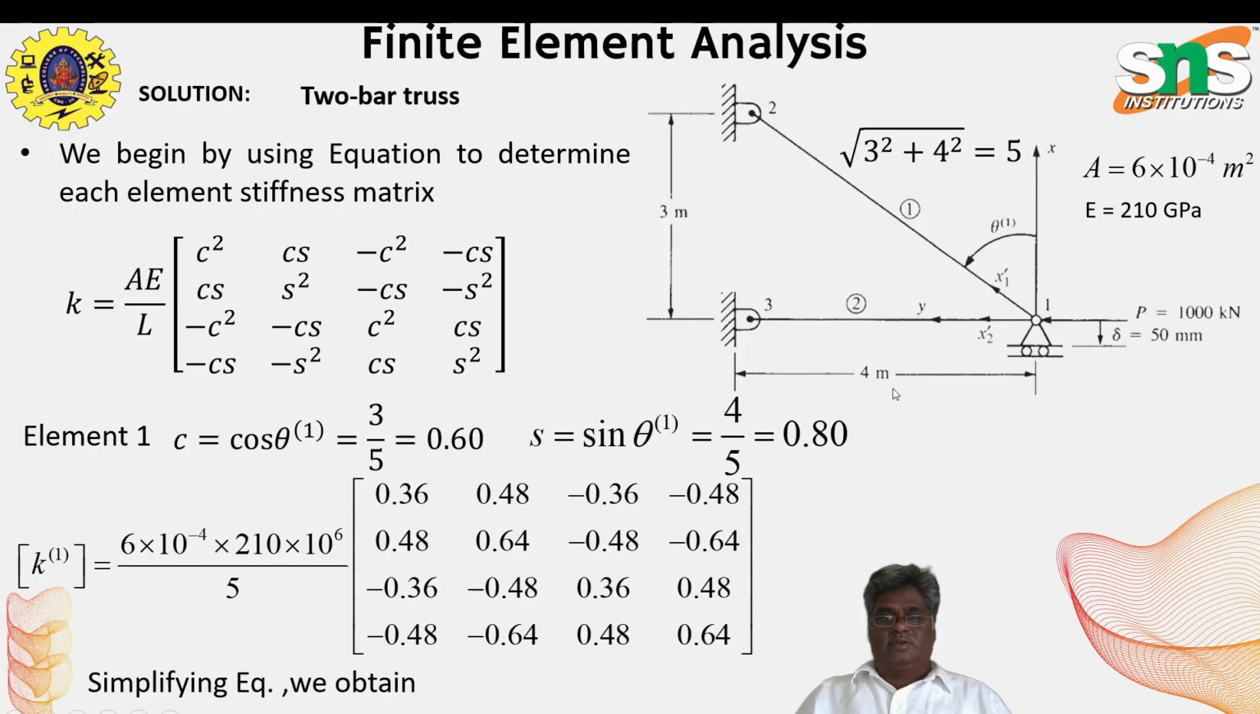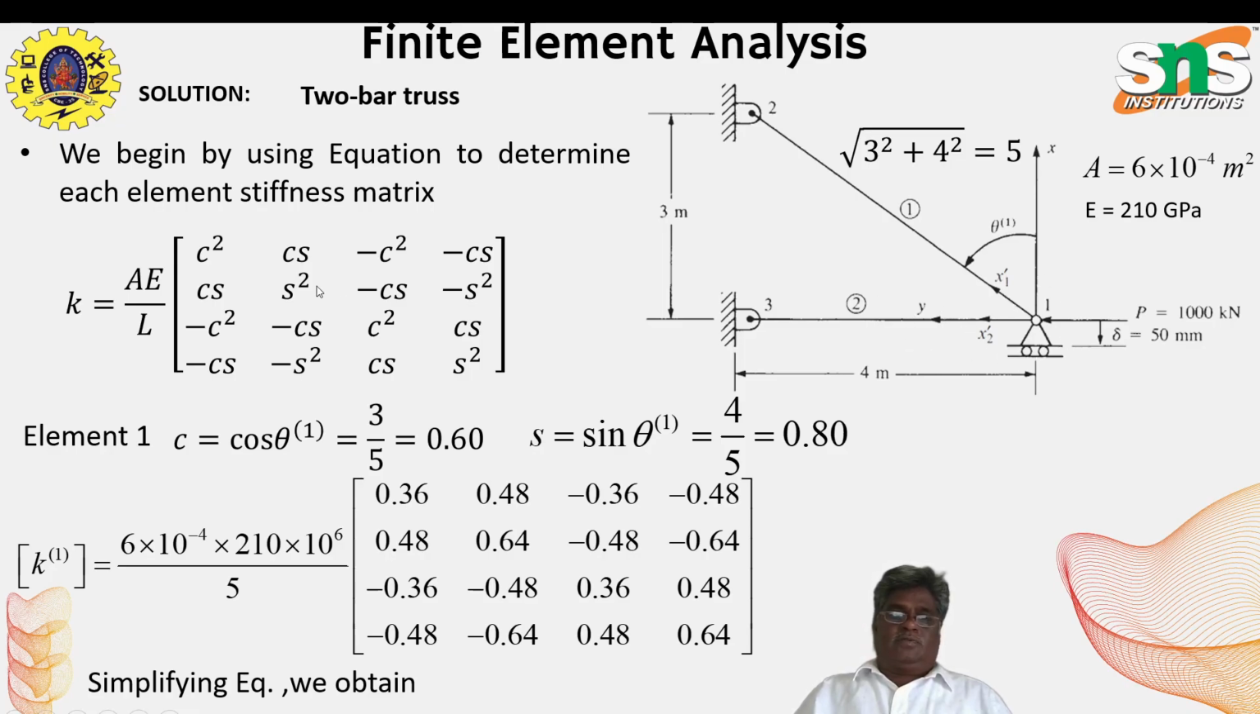In this problem, first we have to determine the length of element 1. The length of the element is not given, so we use trigonometric theorem. The root of 3 square plus 4 square equal to 5. In this problem, we are going to use the sine and cosine of theta. We are not using the coordinate approach.